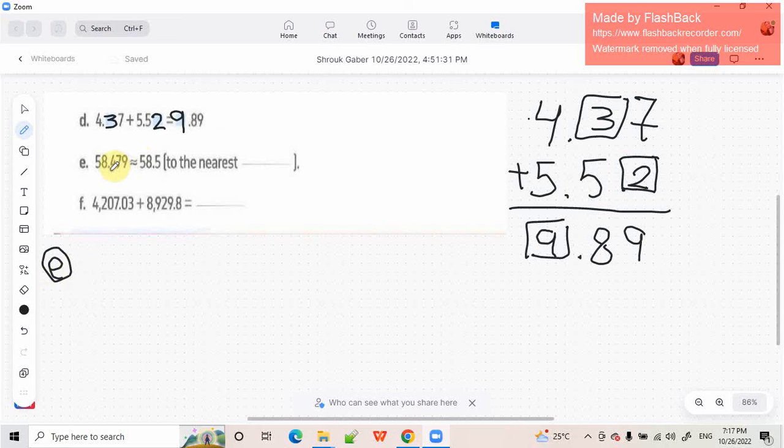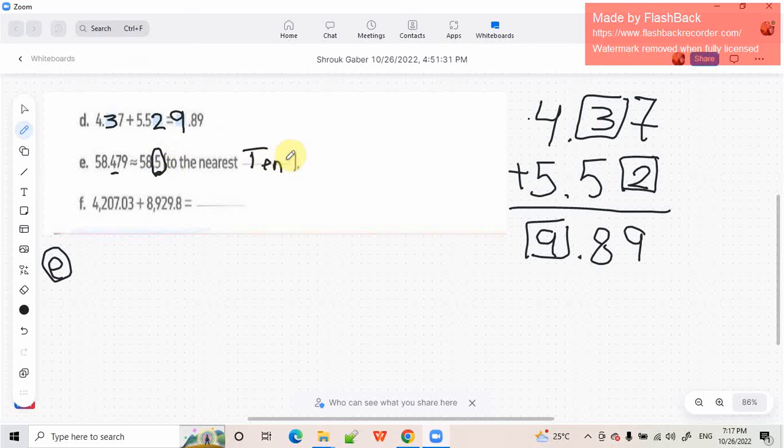Question number E. Here we have 58 and 479, rounded to 58 and 5 tenths. He stopped in which place? 5. Here I have a 4. Here he rounded to the nearest what? Look at the number he stopped at. He stopped in which place? The tenths place. So he rounded to the nearest tenth.